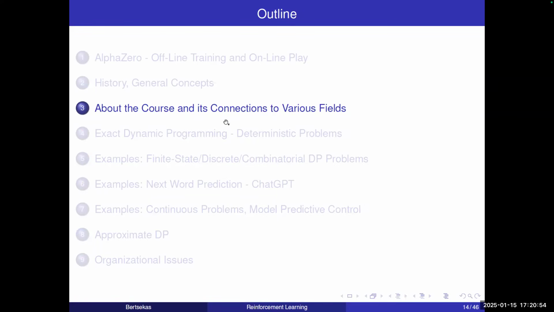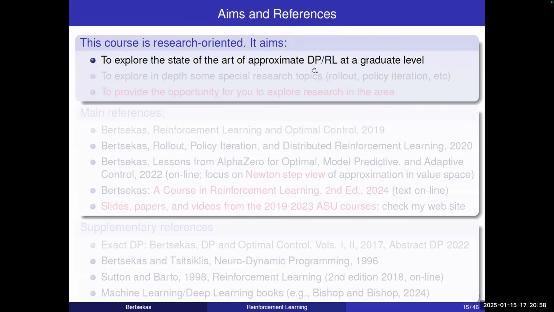So let me say a few things about the connections to various fields and what we're trying to do, our aims in this class. Now, this course is research-oriented. It aims to explore the state-of-the-art of the approximate dynamic programming and reinforcement learning methodology at the graduate level. We've had undergraduate students in the past in this class, and some of them did very well, but they have been very few.